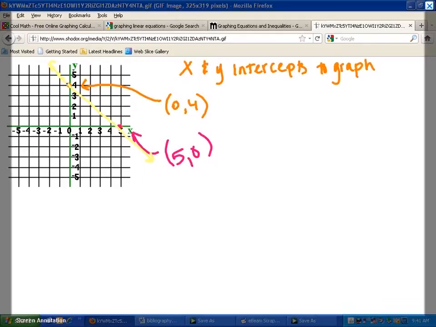So we know that the y-intercept has the x value of 0 and then the point where it crosses the y-axis. And we know that the x-intercept has a y value of 0. Okay, that comes in really handy.